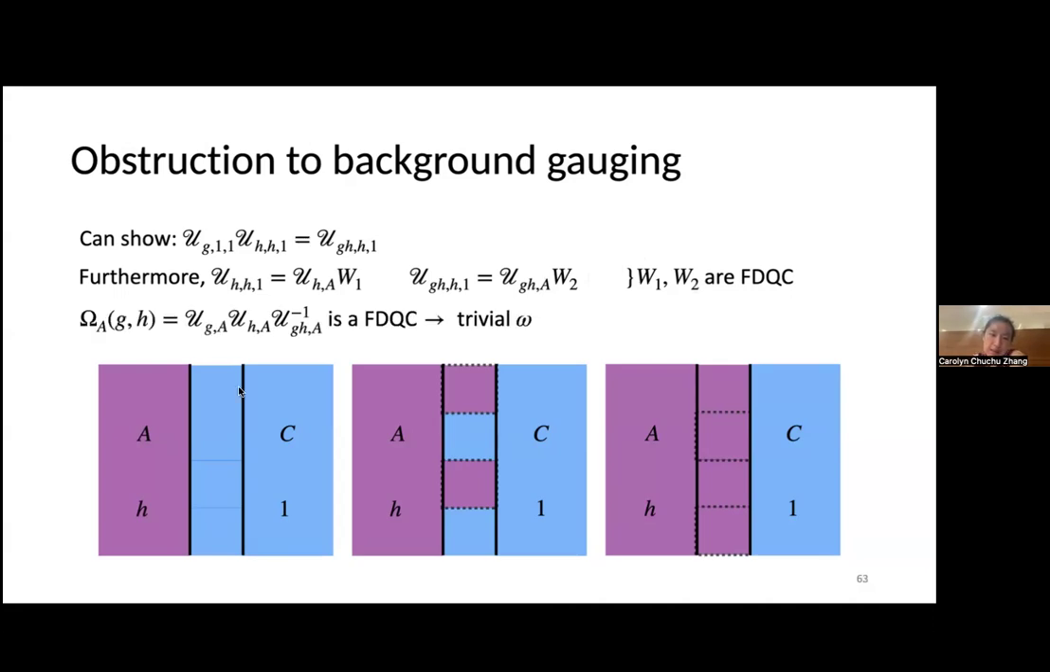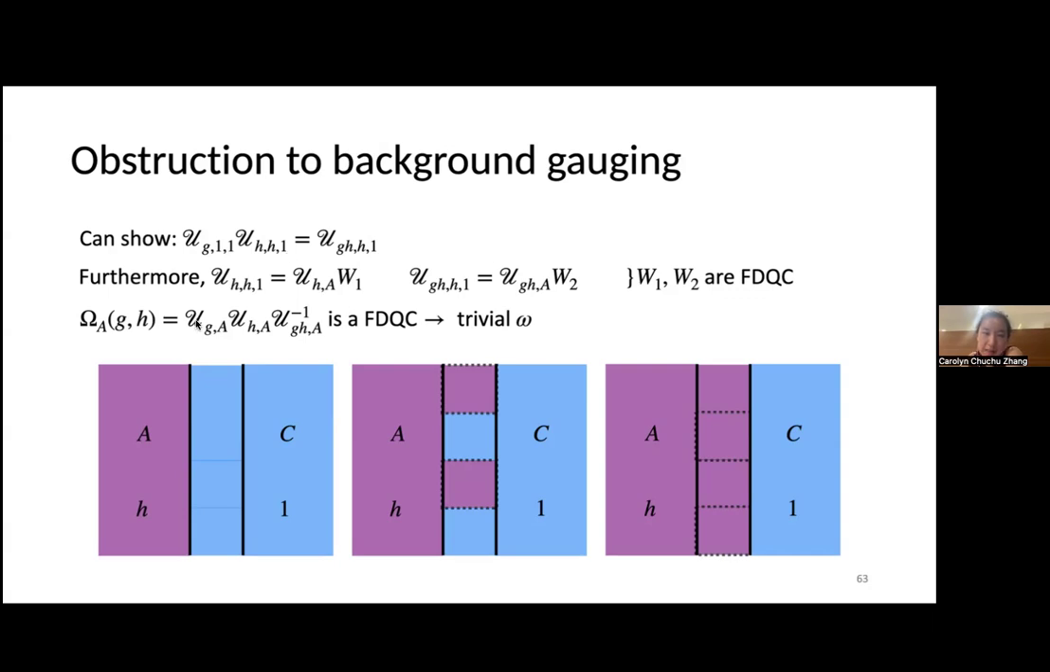However, you can show that this UGA, UHA, UGHA inverse is also a finite depth quantum circuit, but in order for it to be a non-trivial QCA, which implies that this omega is a non-trivial QCA, and in order for the index little omega to be non-trivial, this big omega has to be a QCA. So if this is a finite depth quantum circuit, then that means that the little omega has to be a trivial second cohomology class.